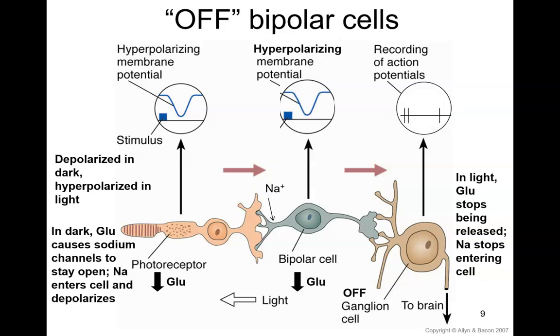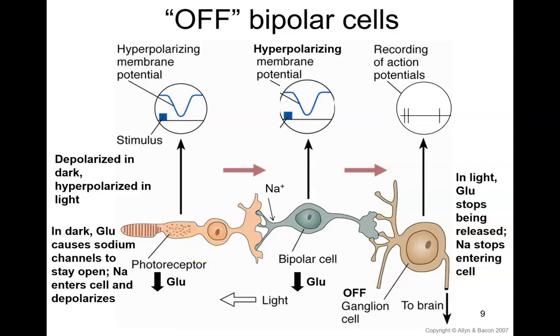Then we have off bipolar cells. Off bipolar cells work like our rods and cones do. They are depolarized in the dark and they're hyperpolarized in the light. So these are going to be inhibited when light hits them. So let's talk about what happens in the dark. In the dark, our photoreceptor is depolarized.